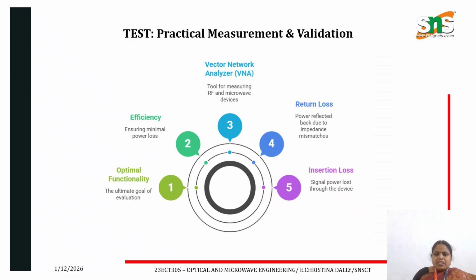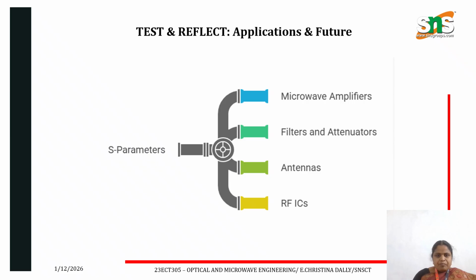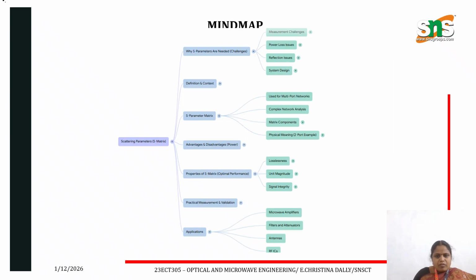The tool for measuring RF and microwave devices is the vector network analyzer. Suppose the power is reflected back due to impedance mismatch, what happens? The return loss will be measured. The insertion loss is nothing but the signal power loss due to the device. For applications, we have amplifiers, filters, attenuators, antennas and RFICs. These are all the places we use S parameters. It is a high frequency parameter.